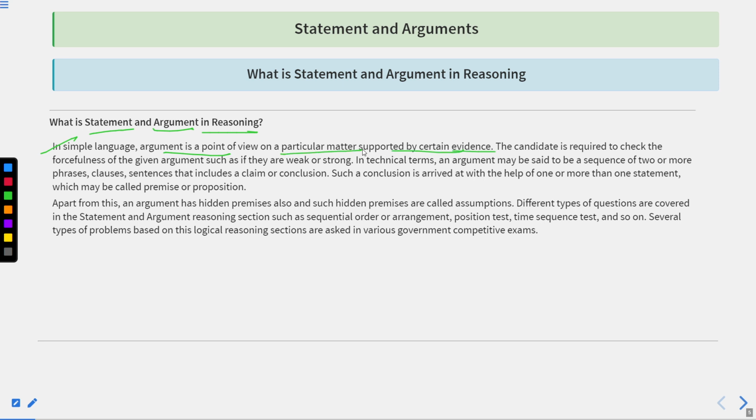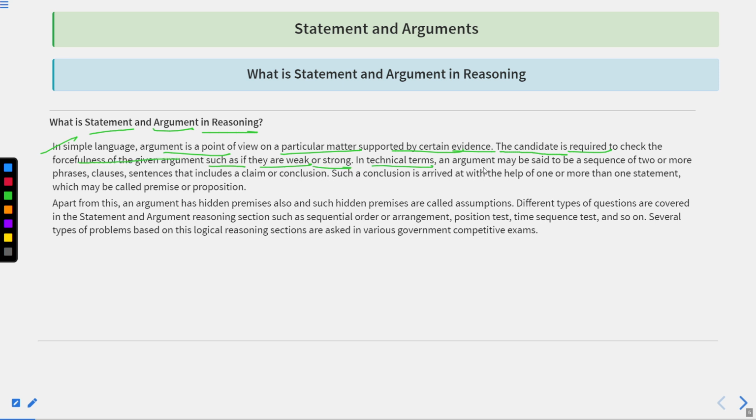That certain evidence comes from our past experiences and the facts that have been provided. Based on those assumptions and reasonings, we figure out whether the statement and the arguments are complementing each other. This is for the competitive examination aspirants, all the viewers who are watching this video. The candidate is required to check the forcefulness of a given argument, such as whether it is weak or strong.